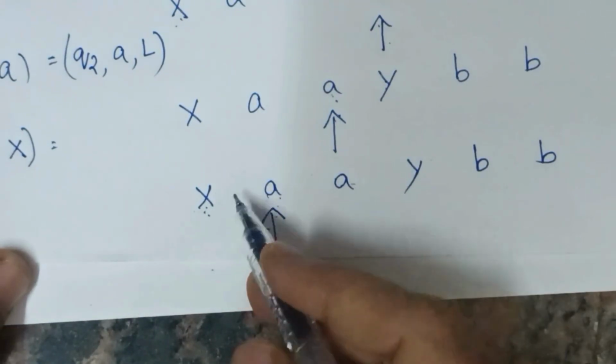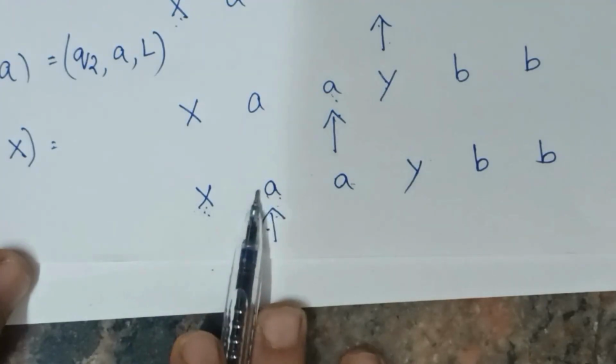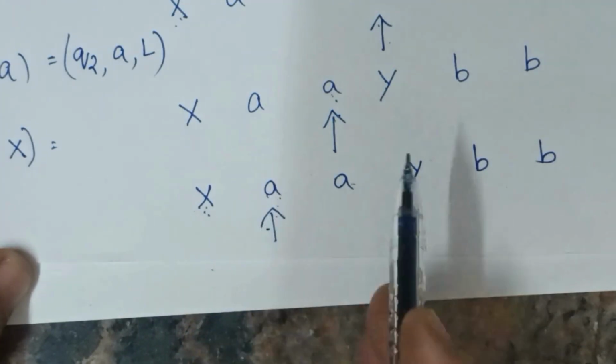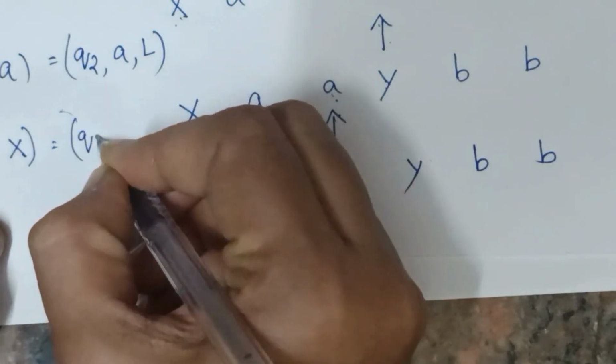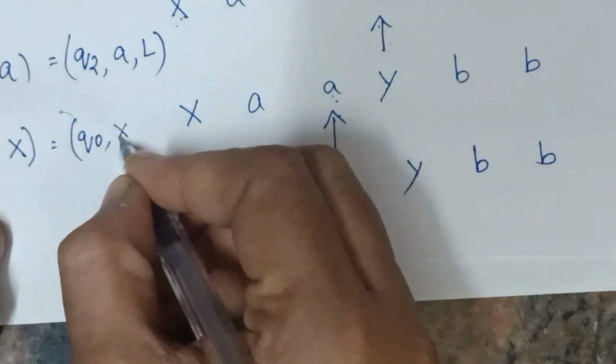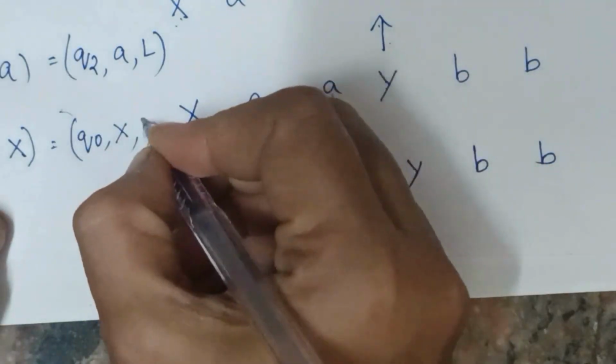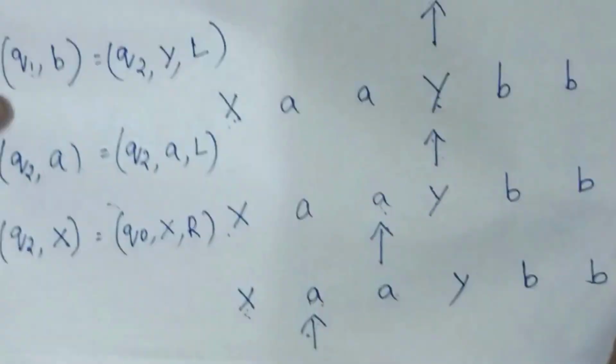Once it reaches X, again we are coming from the beginning. Replace A with X, the same action will be performed. So it should start with the initial state again. Change the state to Q0. X is replaced with X only. And what are we doing? We are moving to right, so we will write R.